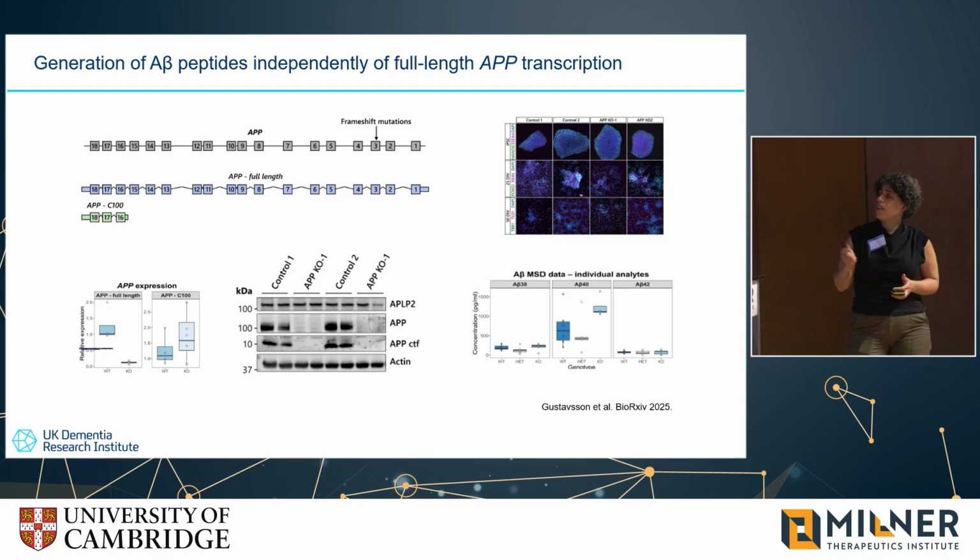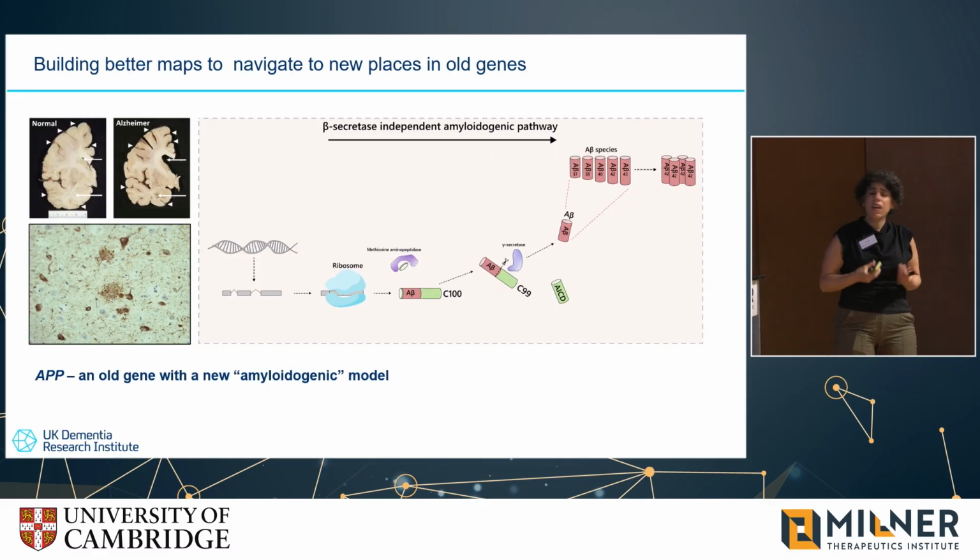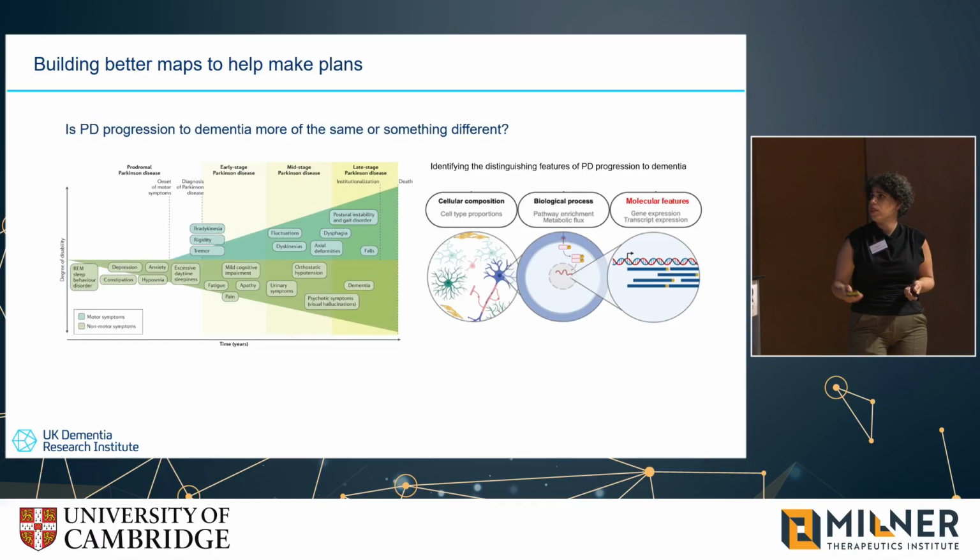And in actual fact, the key question is, can you still generate A-beta 40 fragments in this situation? And the answer is yes. So even when you've got heterozygous and wild-type lines, despite the fact you've disrupted full-length APP, you have not disrupted generation of that fragment. So here, I'd say that building a better map has actually allowed us to navigate to a new place in an old gene, and that new place may be a new amyloidogenic model.